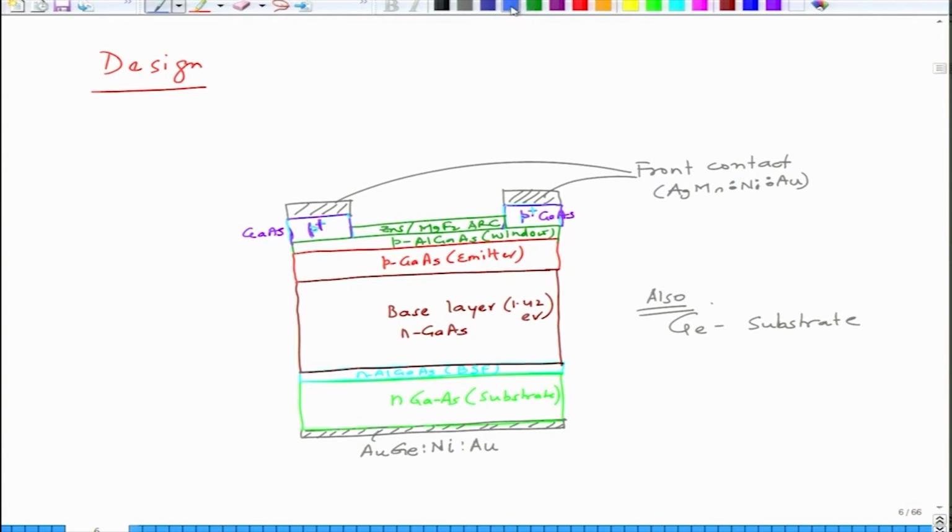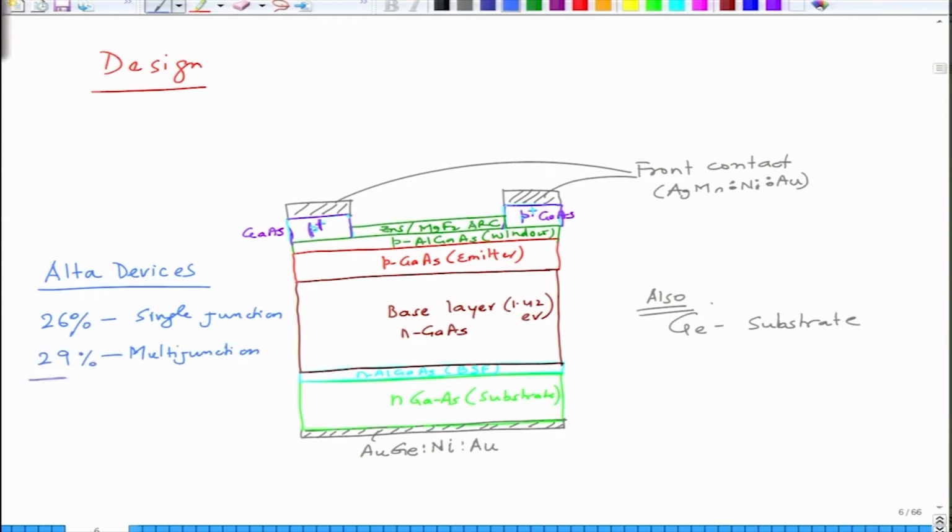These solar cells are high in efficiency. There is a company called Alta Devices. Right now their solar cells show 26% for single junction, and gallium arsenide also is used in multi junction devices, and in multi junction they have gone up to about 29%. So, they have very high efficiency as compared to silicon. So, this is the typical picture of a gallium arsenide solar cell.